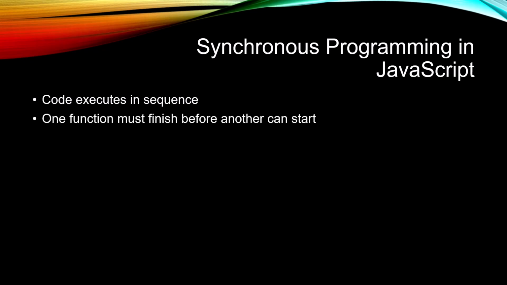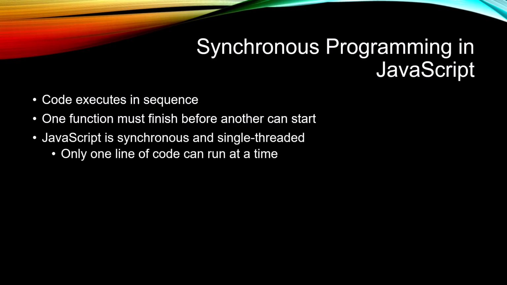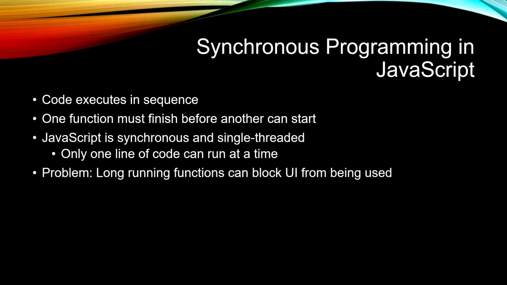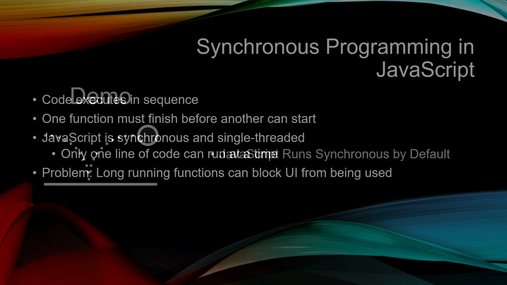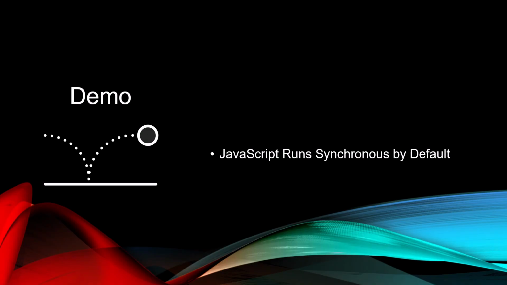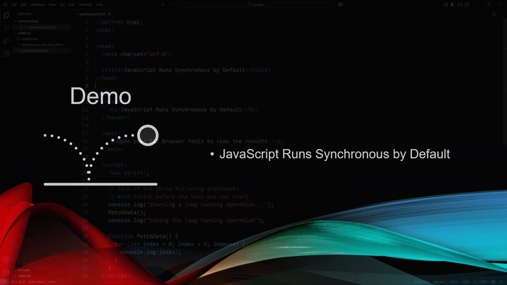Code in JavaScript executes in a sequence, so everything is synchronous. One function must finish before another can start. So JavaScript is considered synchronous and single-threaded, so only one line of code can run at a time. This brings up a problem, which is that long-running functions can block the UI from being used. So let's take a look at what it means for JavaScript to run synchronously.